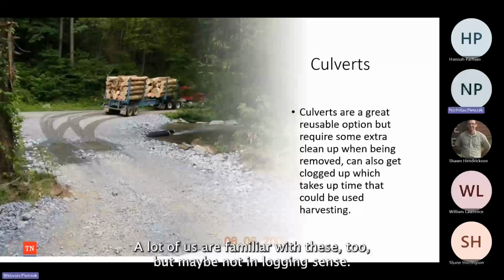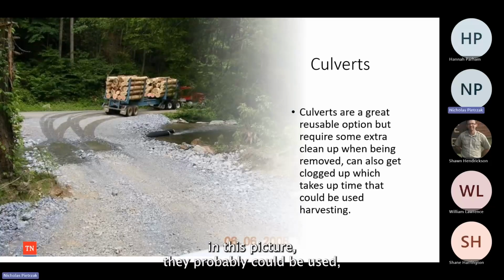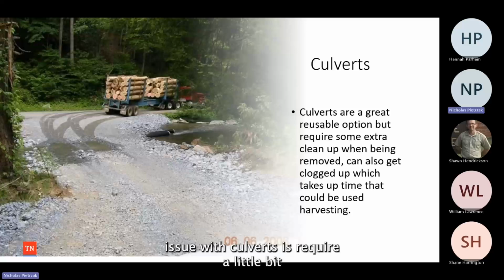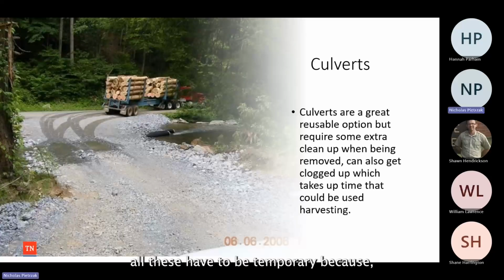Culverts, a lot of us are familiar with these too, but maybe not in a logging sense. They're a great and reusable option as well. In this picture, it probably could have used one more, but nonetheless, you can see water flowing through them, so nothing's clogged at the moment. But that is kind of the main issue with culverts, they require a little bit more maintenance than a bridge crossing might.